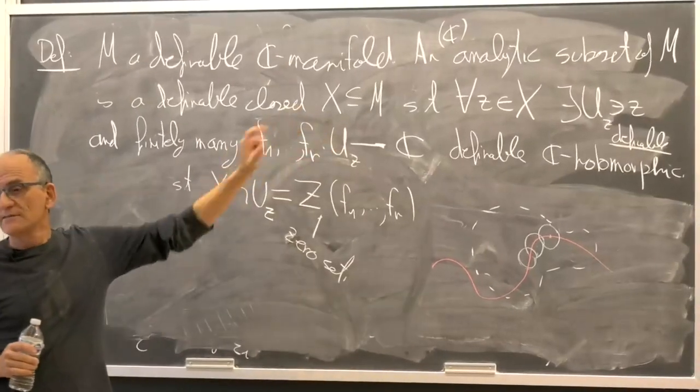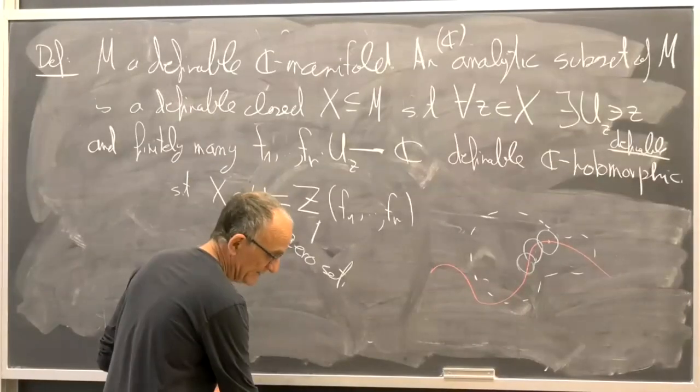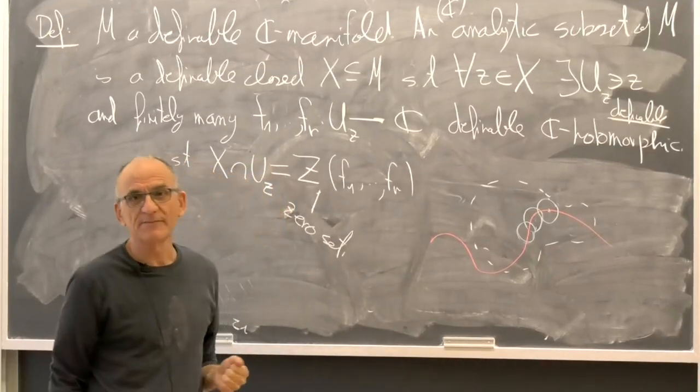Sorry, Kobi. Yes. You wrote for every z in X, so you don't take every z in M, because it's closed. Outside X, you don't need anything, right? Okay, right. Thank you. Can I ask something? Can you cover this by finitely many of those neighborhoods? This is a theorem. Yes.